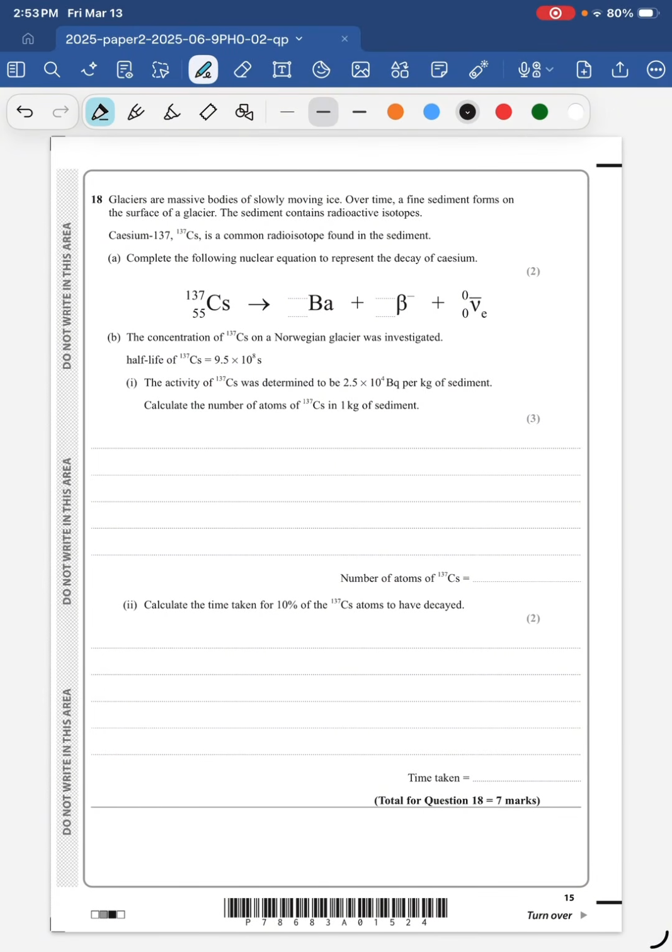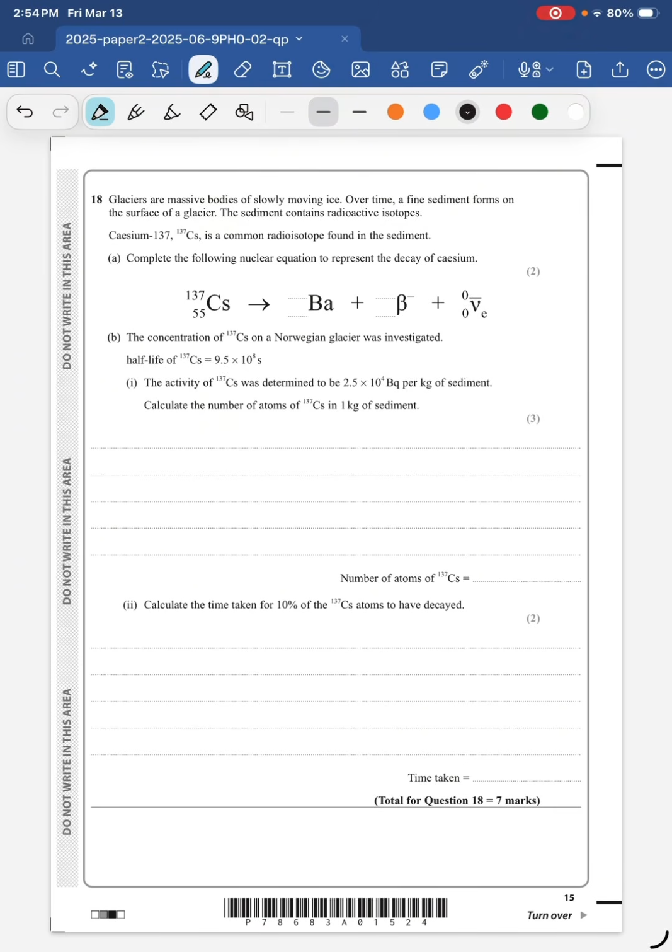Moving on to question 18. Glaciers are massive bodies of slowly moving ice. Over time, a fine sediment forms on the surface of a glacier. The sediment contains radioactive isotopes. Cesium-137 is a common radioisotope found in the sediment. Complete the following nuclear equation to represent the decay of cesium.